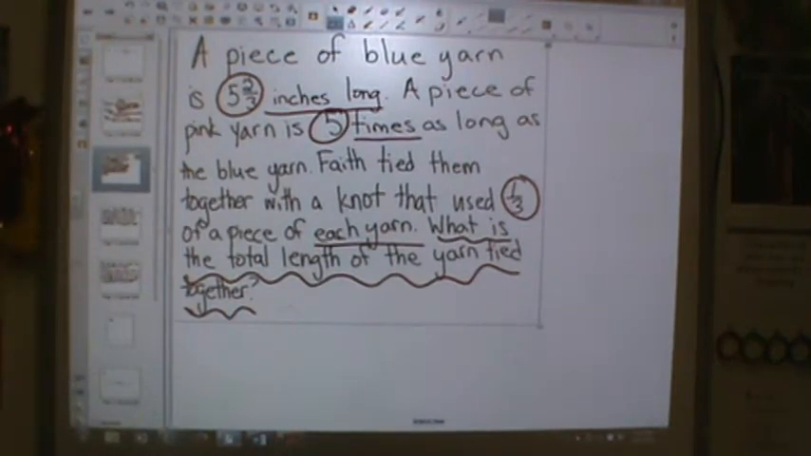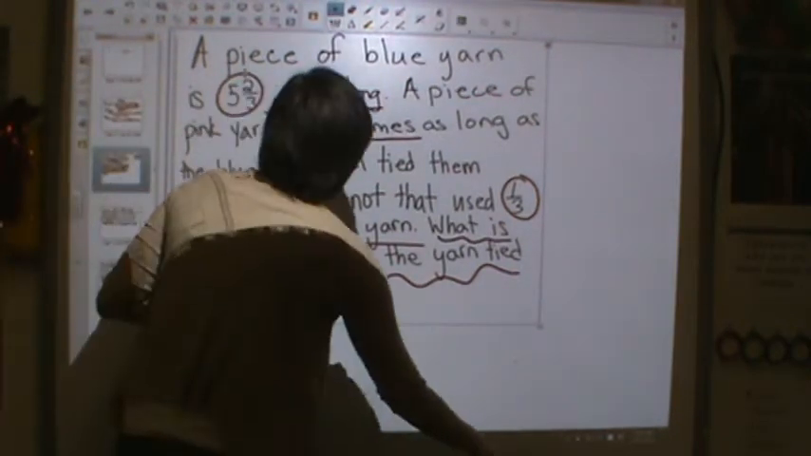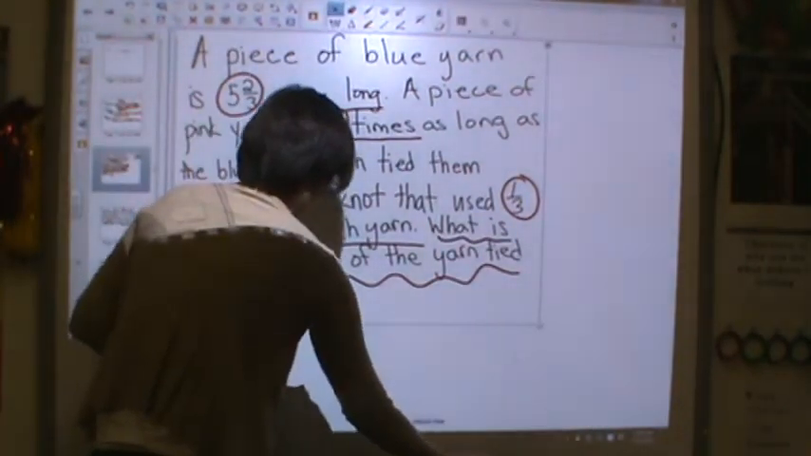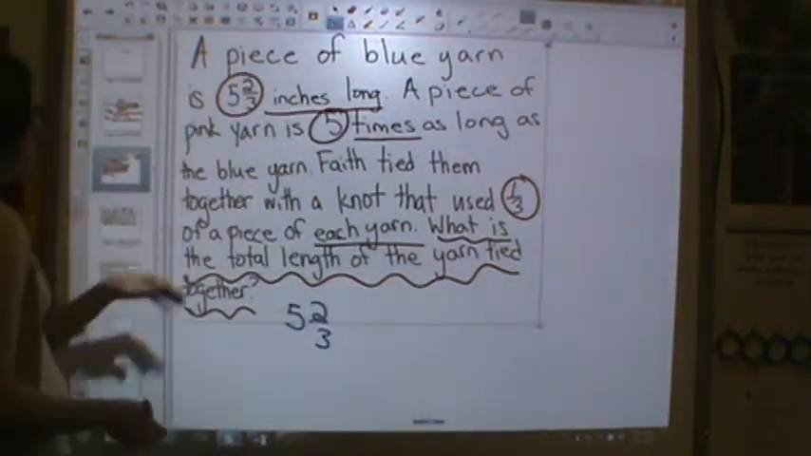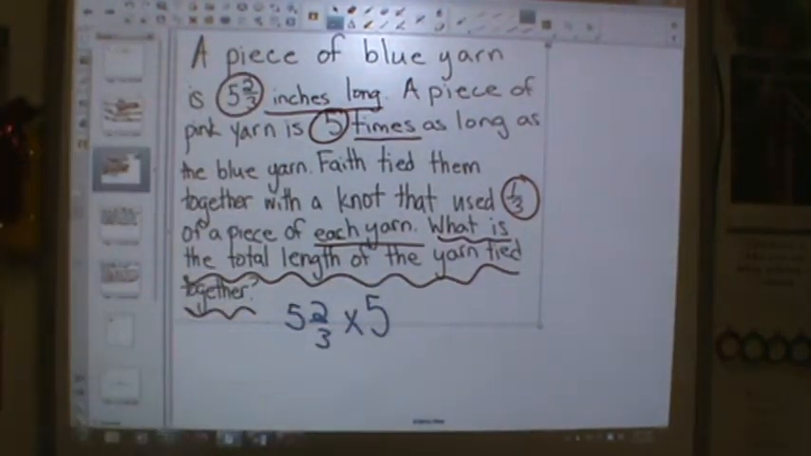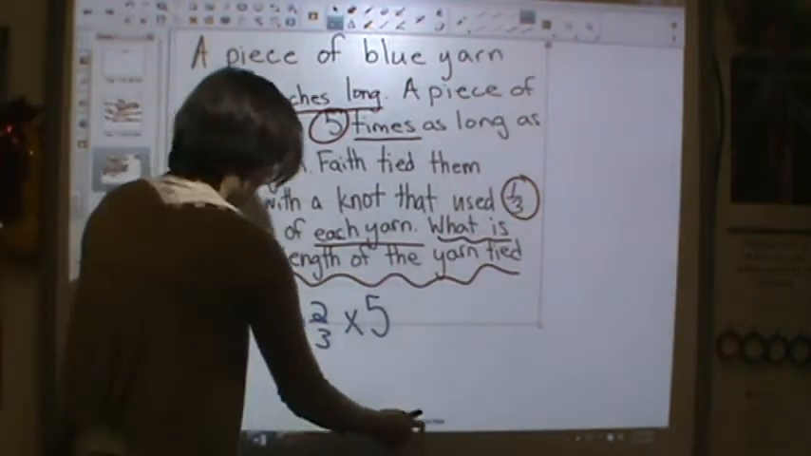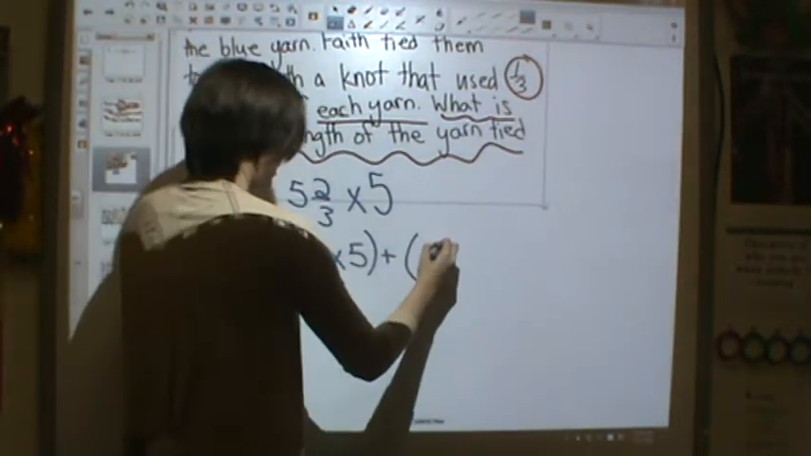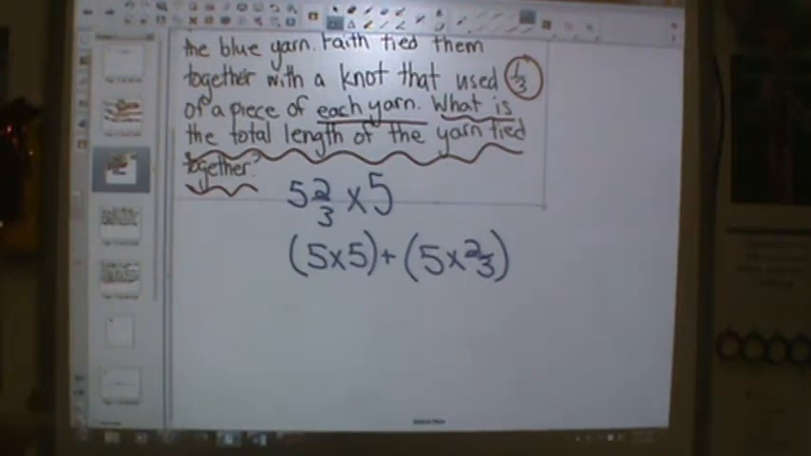All right, so let's look at this problem. I know that Faith has one piece of yarn that's blue, and that blue yarn is 5 2/3 of an inch long. Okay? After she had that blue yarn, she has a pink yarn that's 5 times that. So we're going to multiply that by 5. All right? Now remember, when we multiply, we're going to multiply the whole and then multiply the fraction, okay? So 5 times 5 plus 5 times 2/3. This should look familiar. This is a distributive property. If you don't remember this, go back and watch that video.